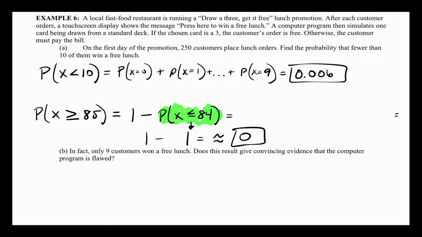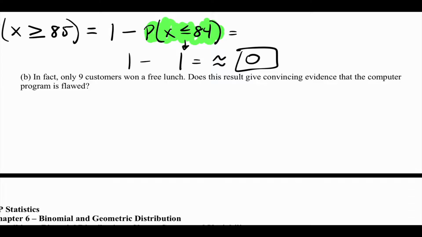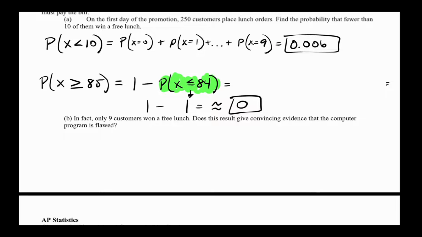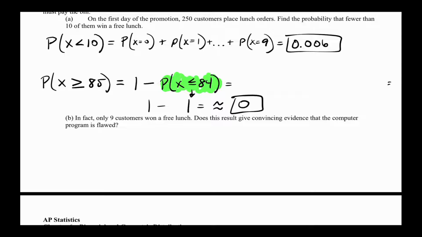Okay, so in fact, only 9 customers want a free lunch. Does this result give convincing evidence that the computer program is flawed? How many would we expect to see? How many people out of 250 would we expect to win a free lunch on a given day? 19, 20, we said 19 point something. Only 9 people won that day. Is this convincing evidence that something is wrong with the computer? How would we answer that question? Either yes or no, but how would we back it up? How would we justify it?